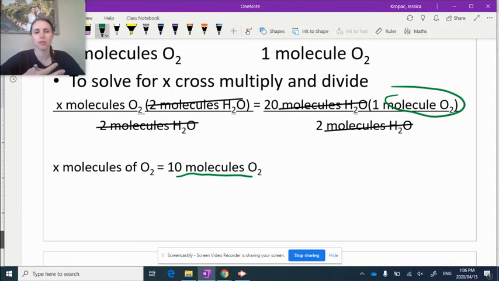Something you might have been able to figure out before, but as we get further along in chemistry, you're going to find we're going to start introducing decimals rather than whole numbers, and it's going to be a little bit more challenging, and you'll need that molar ratio in order to figure it out.